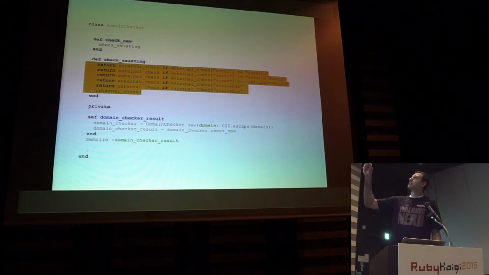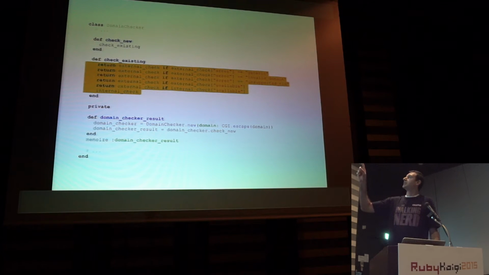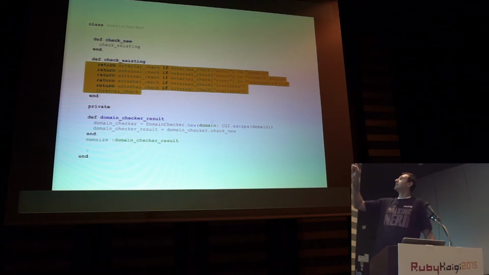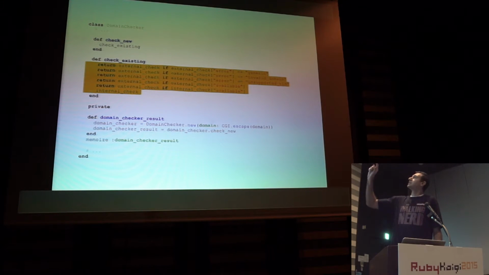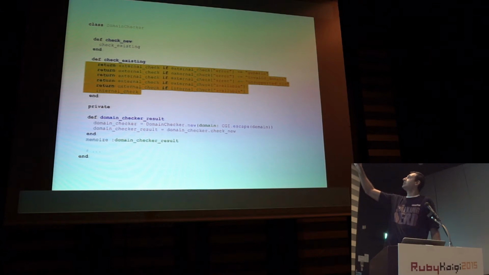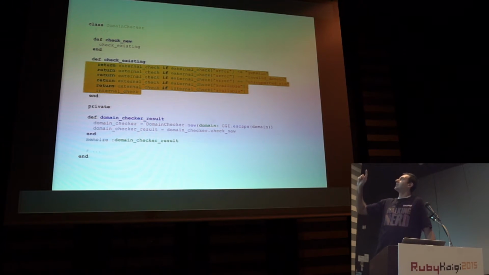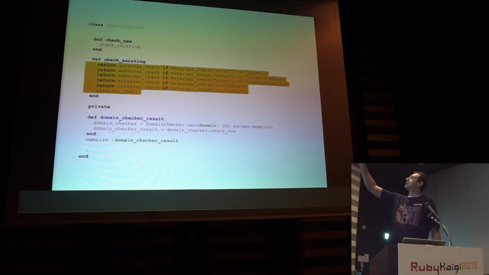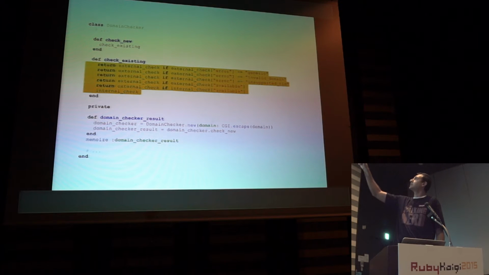Return external_check if external_check.error equals generic. Return external_check if external_check.error equals invalid domain. And external_check.error equals unsupported TLD.